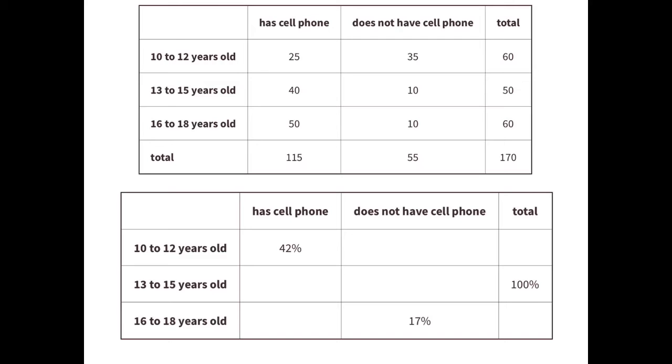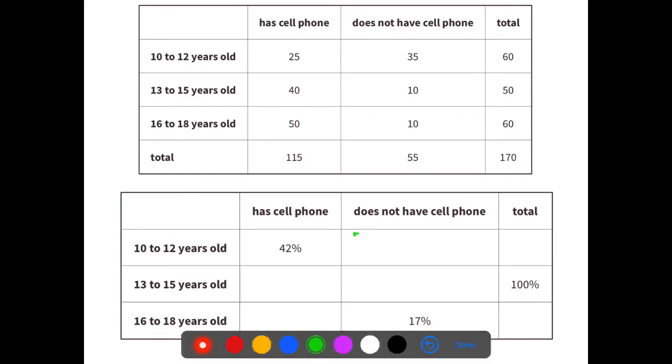So, in the 10 to 12 years old category and it does not have a cell phone, you should have had about 58%, and you get that by taking 35 divided by 60, and you get approximately 0.58.